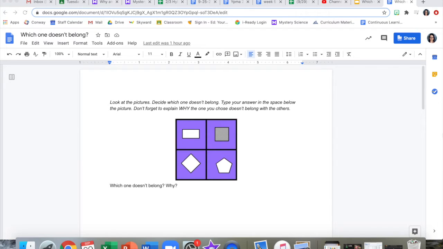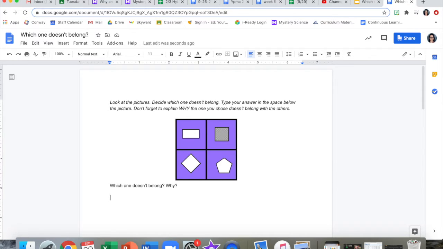Okay, here's your assignment for today. You're going to look at the pictures, decide which one doesn't belong, in your opinion, and type your answer in the space below the picture. Don't forget to explain why the one you chose doesn't belong with the others. So your answers will have to have the word because.